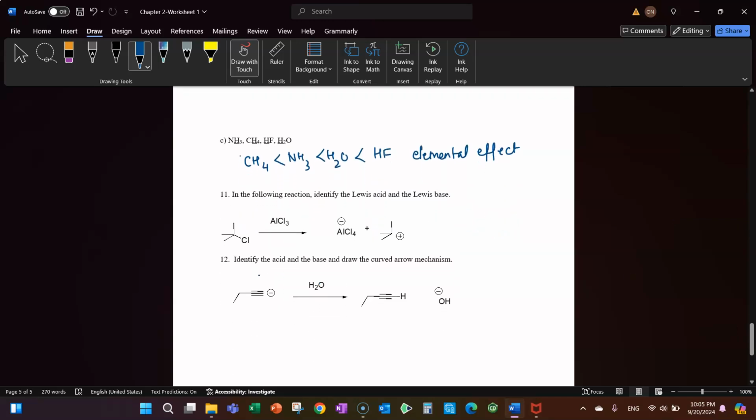Last two questions. This 11th question is based on Lewis acid, Lewis base. Now remember the definition of Lewis acid. It is something that can accept electrons. This is based on electrons. Okay, accept electrons, and Lewis base is something that can donate electrons. So something that is rich in electrons will be a Lewis base, and something that is poor in electrons will be a Lewis acid.